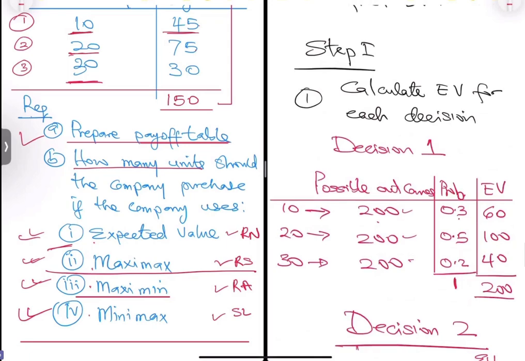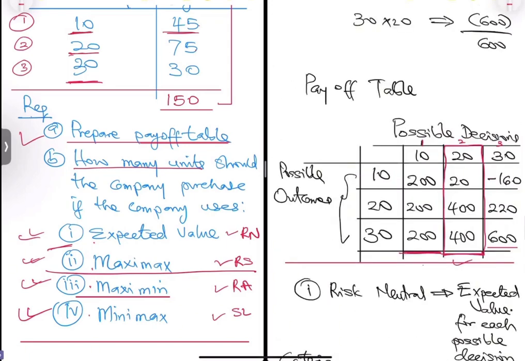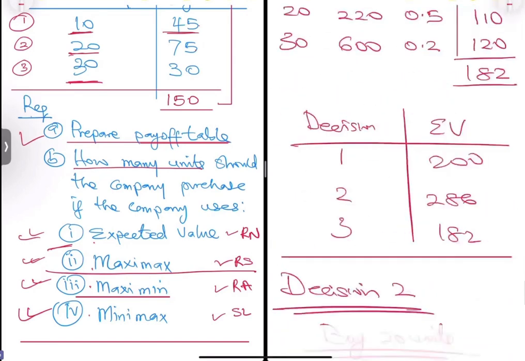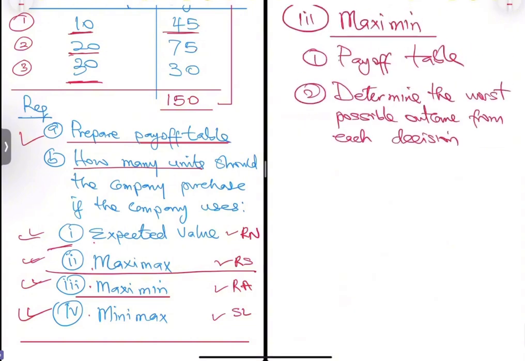Look at our payoff table. For decision 1, what is the worst case? Worst outcome that we can get? It's all the same, so 200. Yeah, it's only 200. There is no other option there. If we take decision 2, what is the worst outcome we can have? 20. Fantastic. And if we take decision 3, what's the worst outcome we can have? Negative 160. Exactly. That's what we want to do. So we need to come up with those decisions and the worst case.